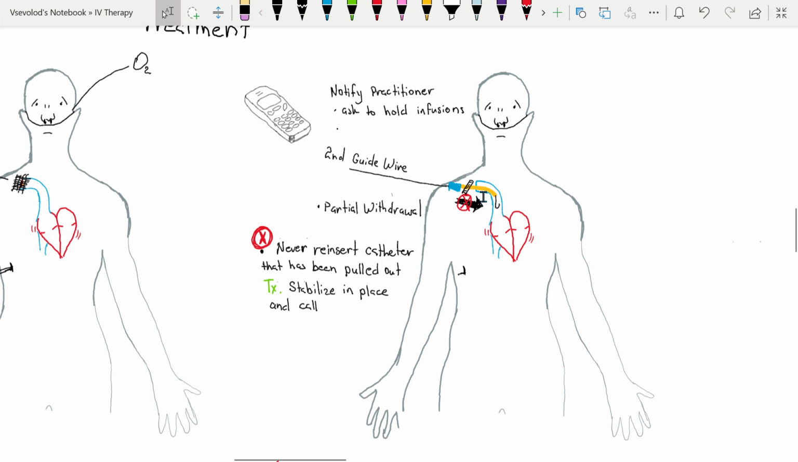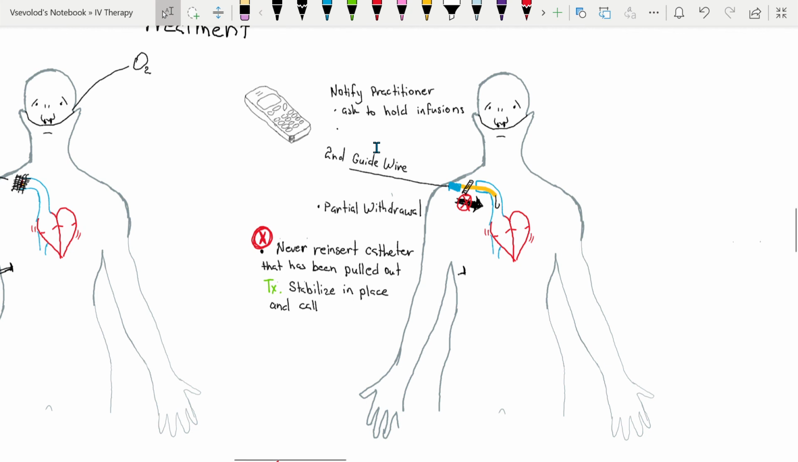Catheters that were placed in the right atrium and caused arrhythmias can be partially withdrawn. It's important to note that it's okay to withdraw the catheter, after the practitioner has been notified, but it's not okay to push the catheter back in if you noted that the catheter was withdrawn. So when tip migration is suspected at any time, notify the practitioner and obtain orders to hold any infusion until the correct catheter placement is confirmed.